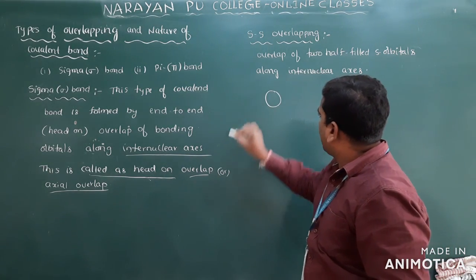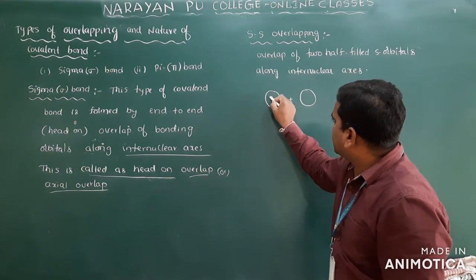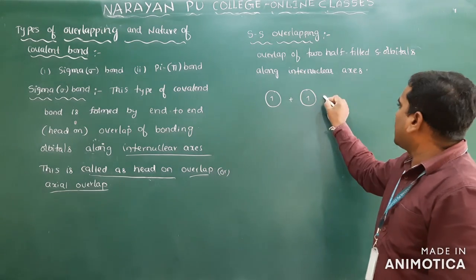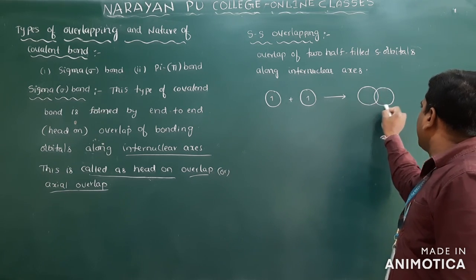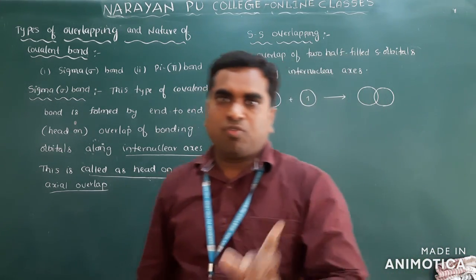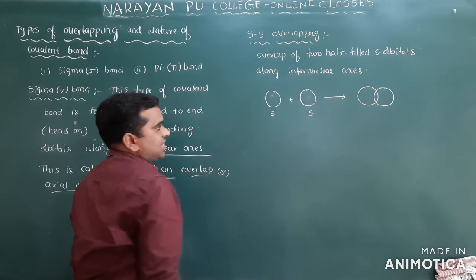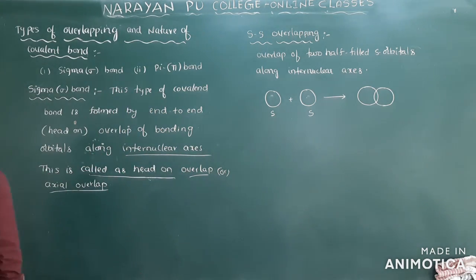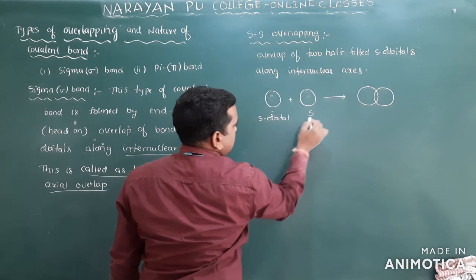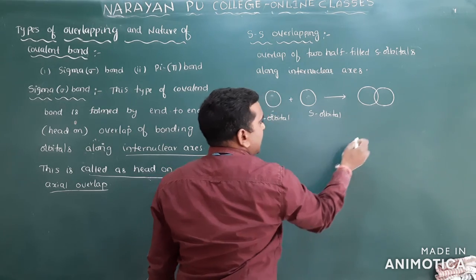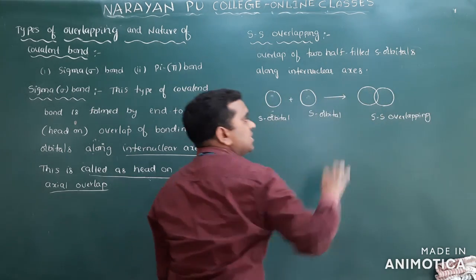See here, this is one s orbital and another one is also an s orbital. Just assume one electron is here and one electron is there. Then what will happen? Overlapping. This is SS overlapping. Then which bond will be formed here? A sigma bond will be formed. This is one type. So this is an s orbital, and this is an s orbital. This is SS overlapping, and in this case one sigma bond will form.